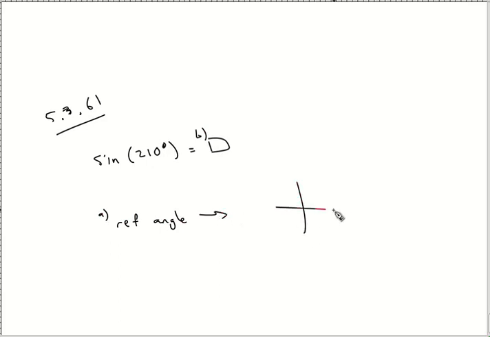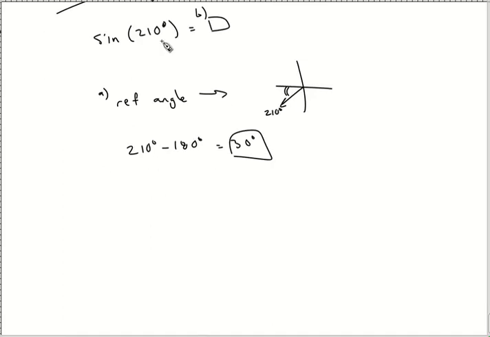So 210 is about right here. And I need to find the little reference angle there. There's a formula for that. We're going to take the angle minus 180. And we got a 30. Yay! Now, they're saying that whatever we're going to get here is pretty much the same as saying sine of 30. So if you knew sine of 30, you just get the answer.